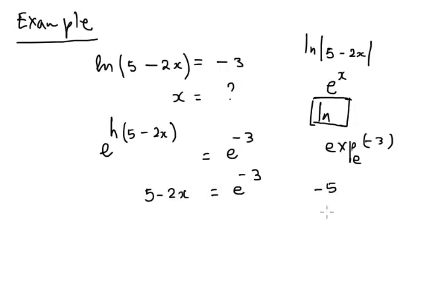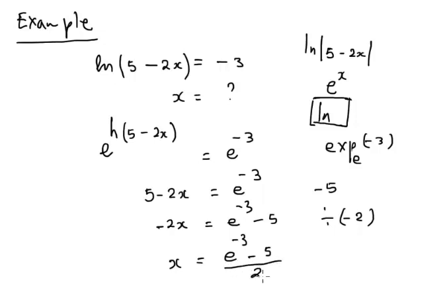Then say here, subtract 5 on both sides. Then we are going to have minus 2x equals e to the power minus 3 minus 5. Next we will divide both sides by minus 2. Then you get x equals (e to the power minus 3 minus 5) divided by minus 2.